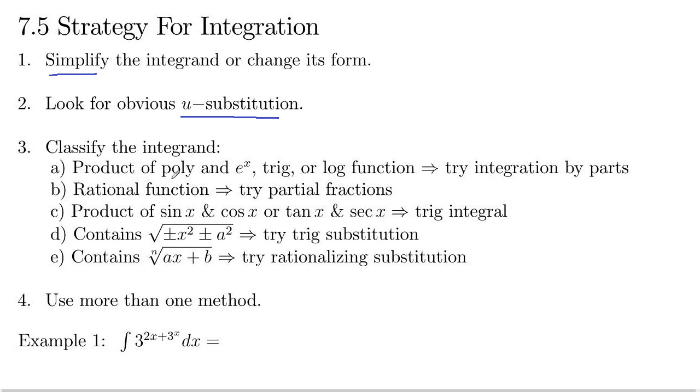So if it's a polynomial with e to the x, a trig function, or a log function, that's telling you integration by parts. If it's a rational function, polynomial divided by polynomial, that's partial fractions. If it's products of sines and cosines or tangents and secants, then trig integral, so that's a U substitution. If it's got x squared plus or minus a squared, or vice versa, under the square root, that's going to be a trig substitution. And if it's got a square root without the squares, that's a rationalizing U substitution.